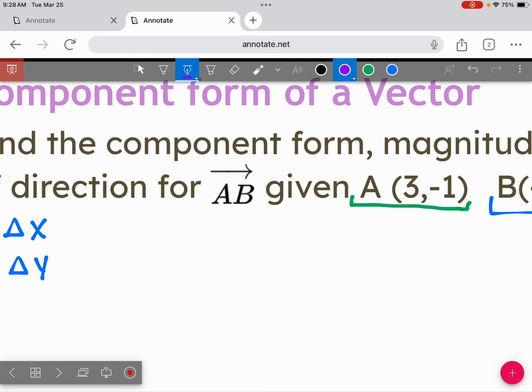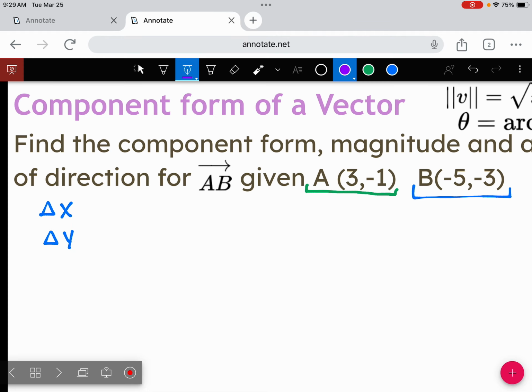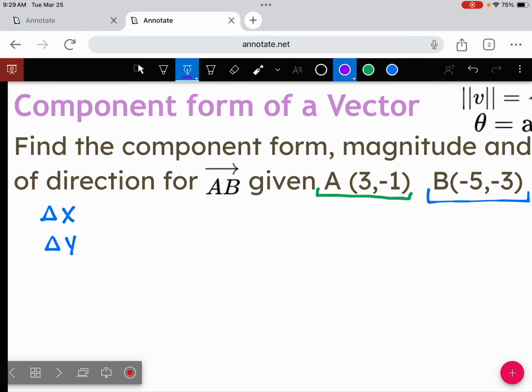So, what are we gonna do? -3 minus 3 and -5 minus -1. Oh, careful, you've mixed and matched. You had the -3 and the 3. That's a y and an x.